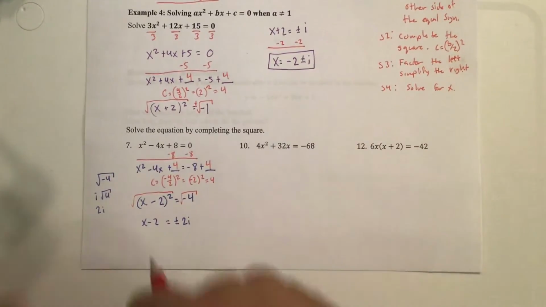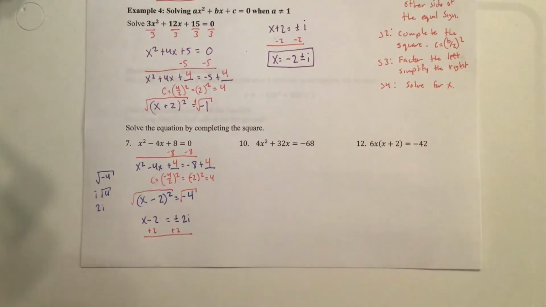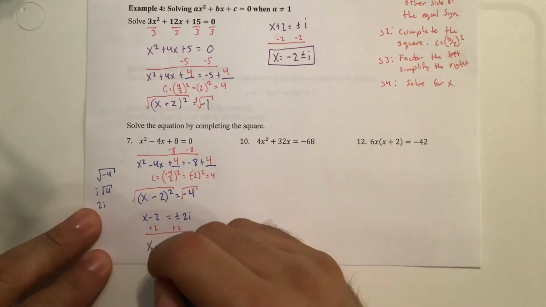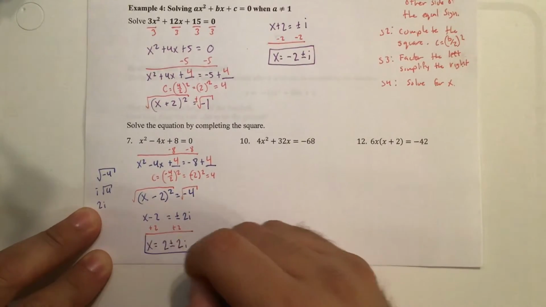And then last, to solve for this, we add the 2 to the other side. And again, we cannot combine the 2 with the 2i because they're unlike terms. So x equals 2 plus or minus 2i, and this is my final answer.